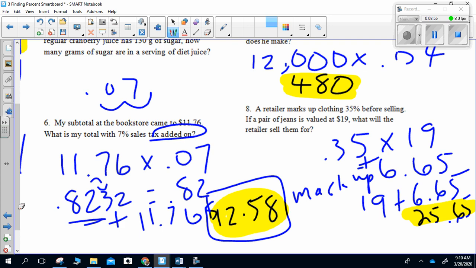That gives me $6.65. So when they go to sell them to you, they'll take $19 that they paid for them plus the $6.65 that they want to make as a profit, and then add those together and they get $25.65. So you're going to watch the next video and it's whiteboard practice.